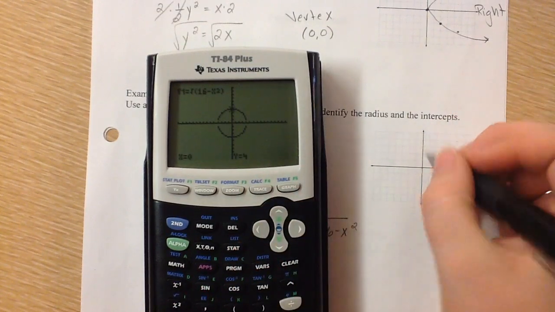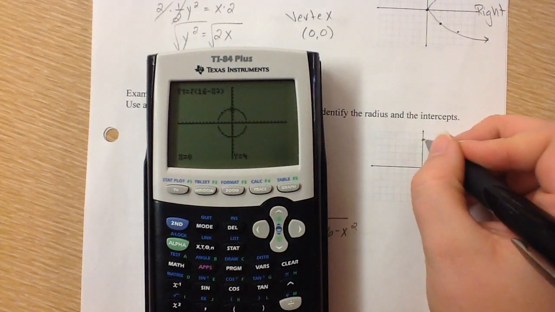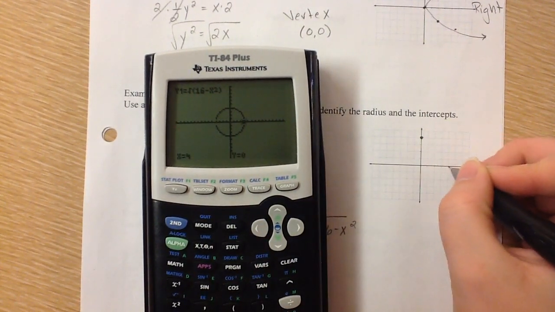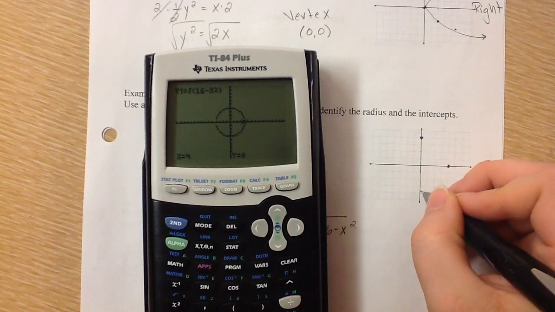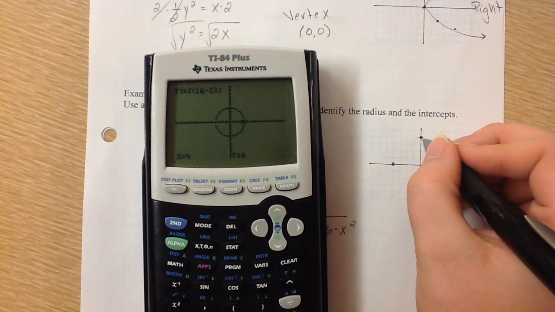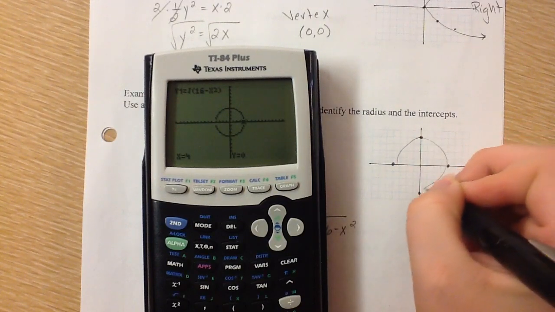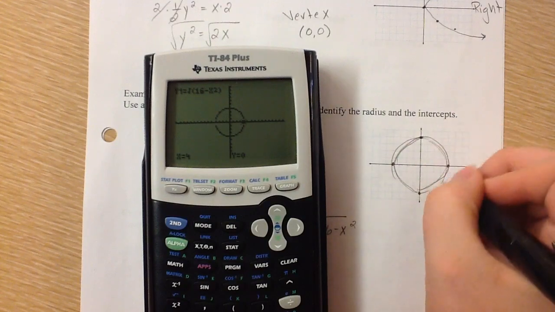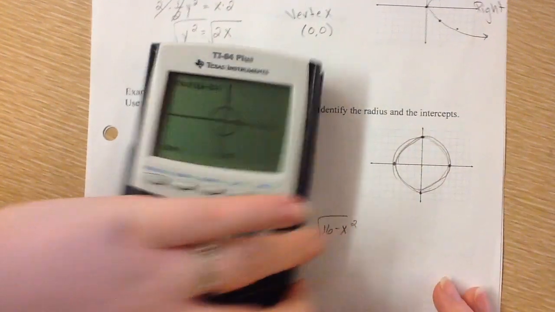So we can trace here. It goes through point 0, 4, 1, 2, 3, 4. Okay, 1, 2, 3. Well, over here at 4, 0. 1, 2, 3, 4, 0. Then 0, negative 4. Okay, so we have this little circle going right here. Sketch it the best you can in there.